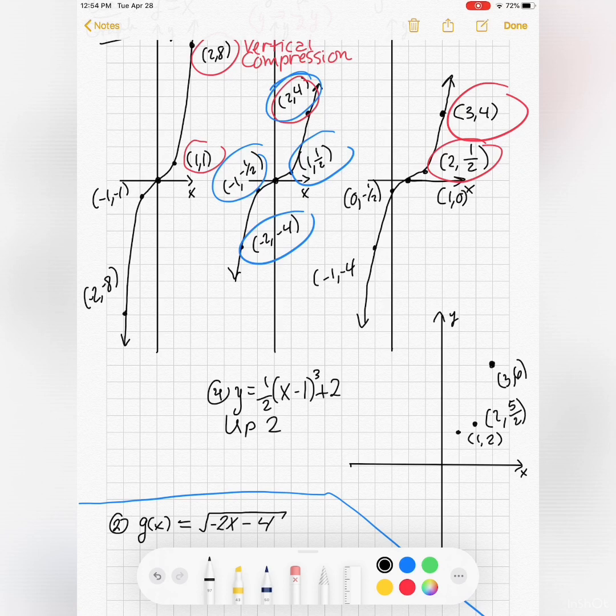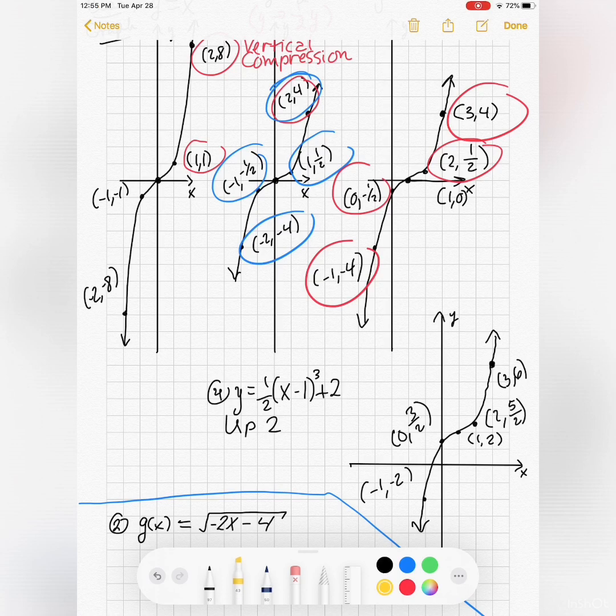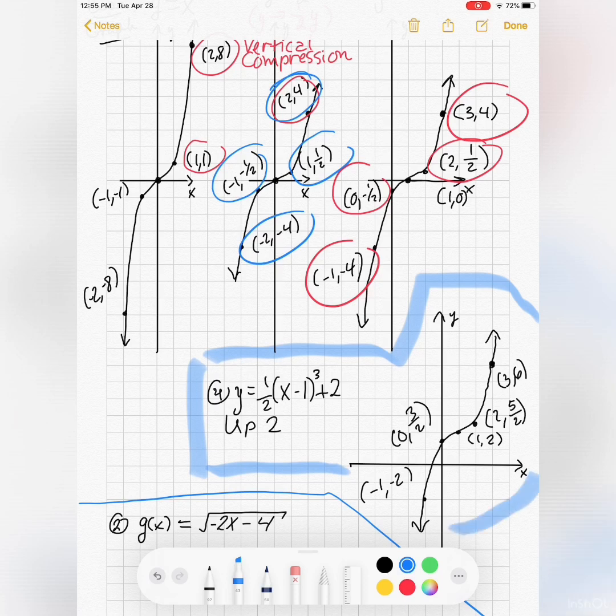(0, -1/2) will be at (0, 1 and a half), (0, 3 over 2). (-1, -4) will be at (-1, -2). And then I have my nice, complete final graph of that function.